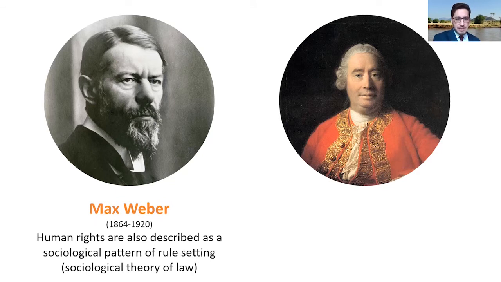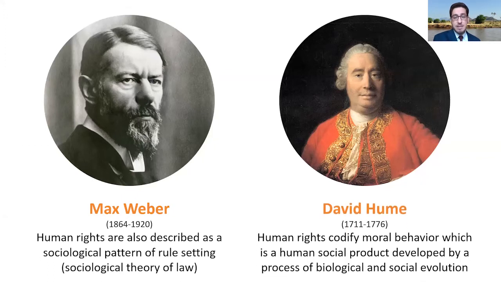Much better said, human rights, fundamental rights, are also described as a sociological pattern of rule setting. David Hume, before, said that human rights codify moral behavior. Moral behavior, which is a human social product developed by a process of biological and social evolution. And we can see that there is an evolution in human rights. It is quite clear.